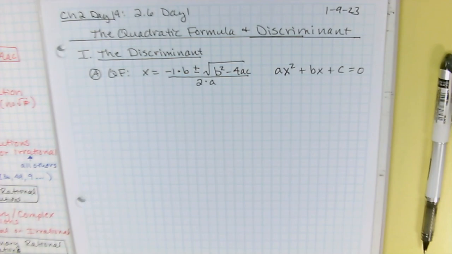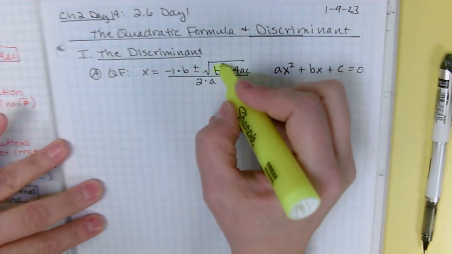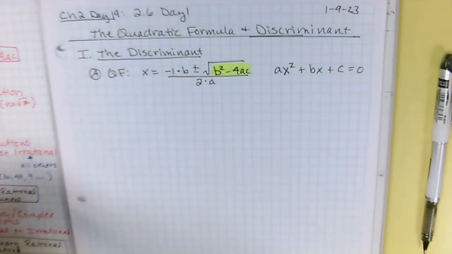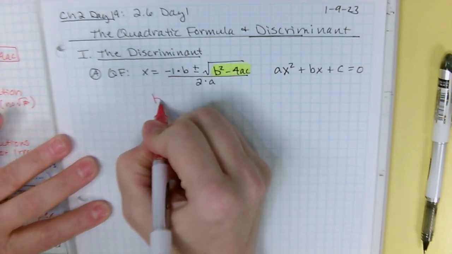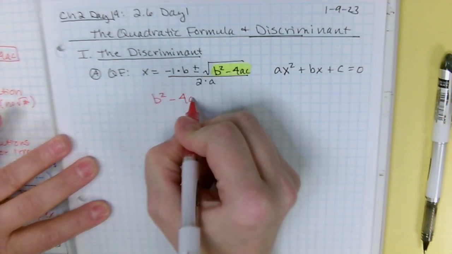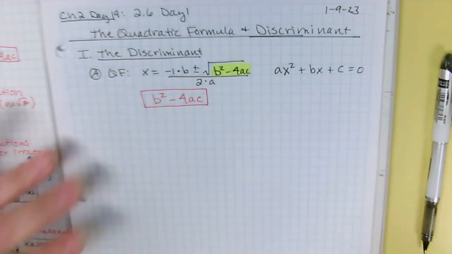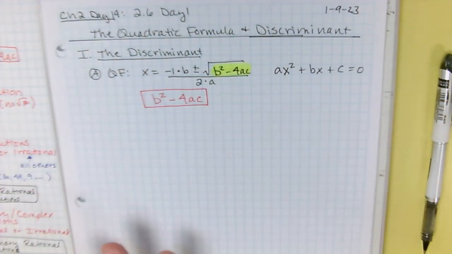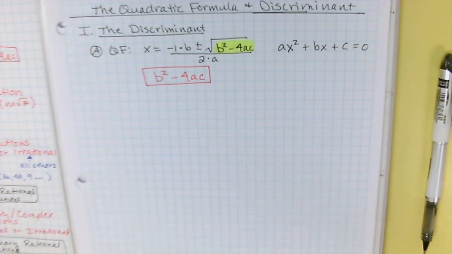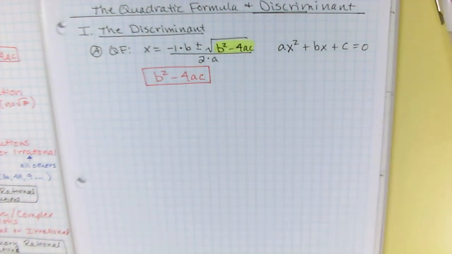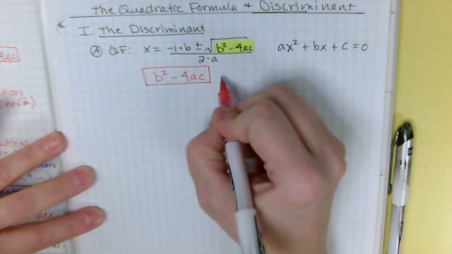The discriminant is the part of it that's under the radical. It does not include the radical. It's just the part under the radical. So your discriminant is b squared minus 4ac, no radical. That is your discriminant, which is much faster to calculate than doing the whole thing. All right, so that's your discriminant.